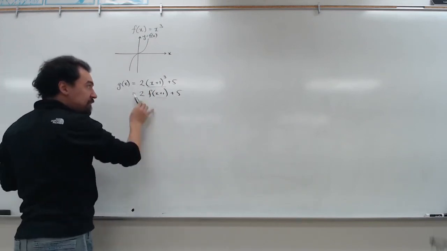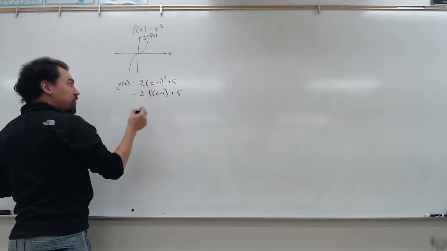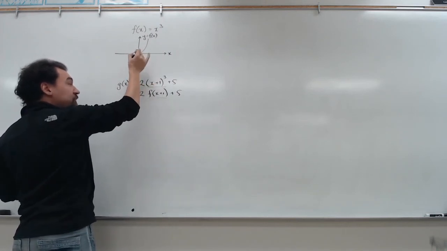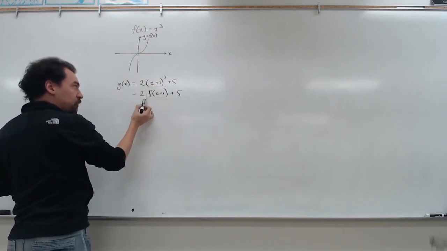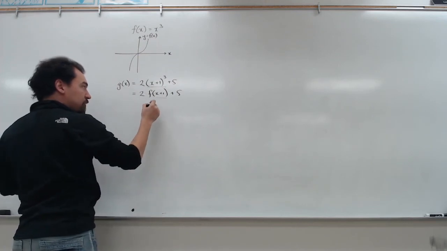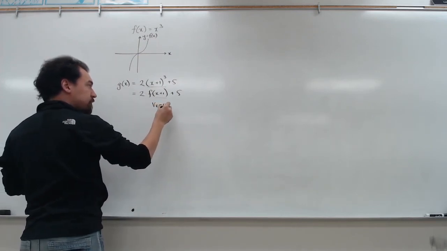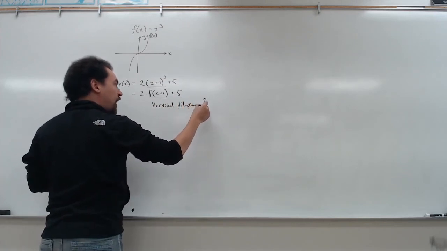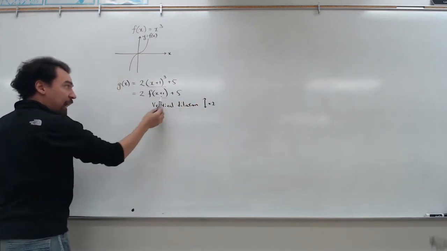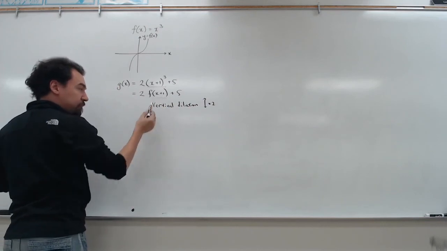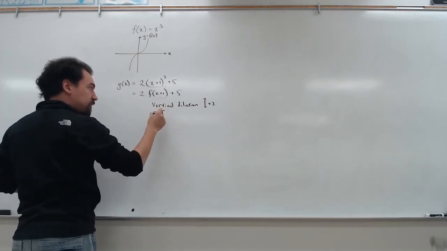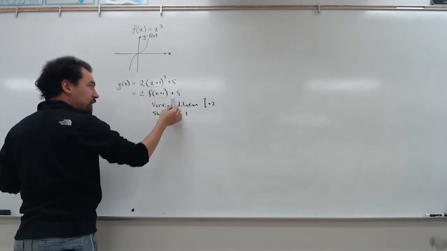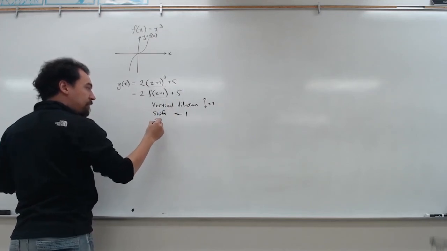And hopefully in this format, it's obvious that g of x is a transformation of this function, where I take a vertical dilation of 2. So I'm going to say vertical dilation, where I take all the y values and multiply by 2, and then I shift to the left one, because it's a plus 1 here. So I'm going to shift to the left by 1, and then I'm going to shift up by 5.